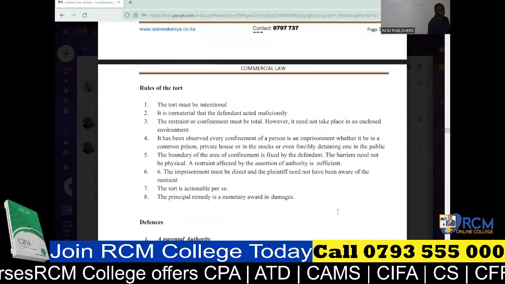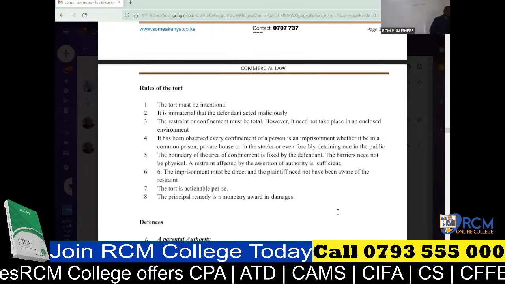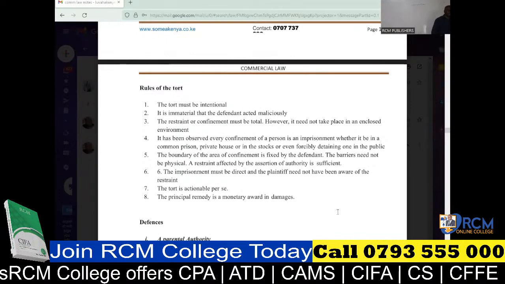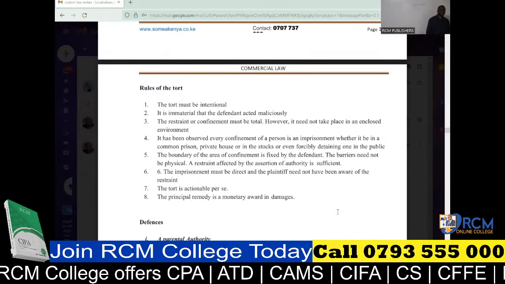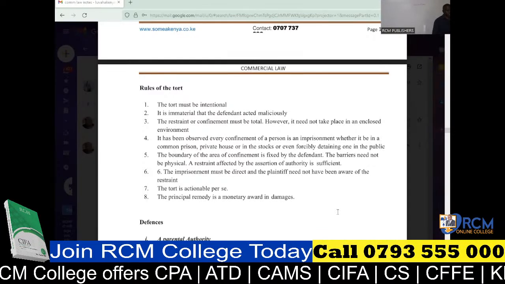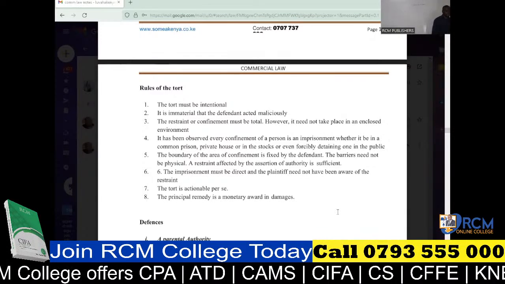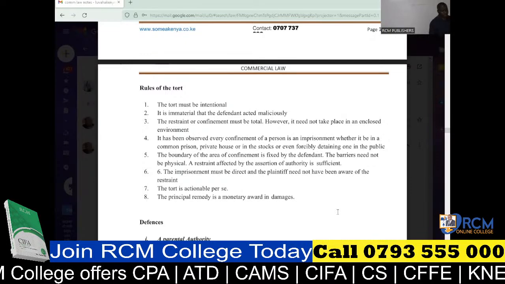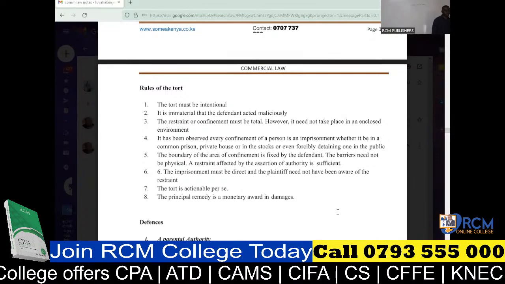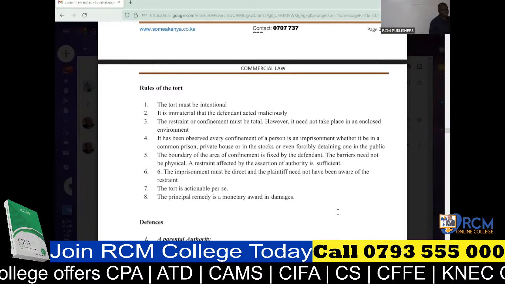So what are the rules of this particular tort? The tort must be very intentional. It is immaterial that the defendant acted maliciously. The restraint or confinement must be total or very complete. Then, it has been observed every confinement of a person is an imprisonment, whether it be in a common prison, private house, or in the stocks, or even forcibly detaining one in public.